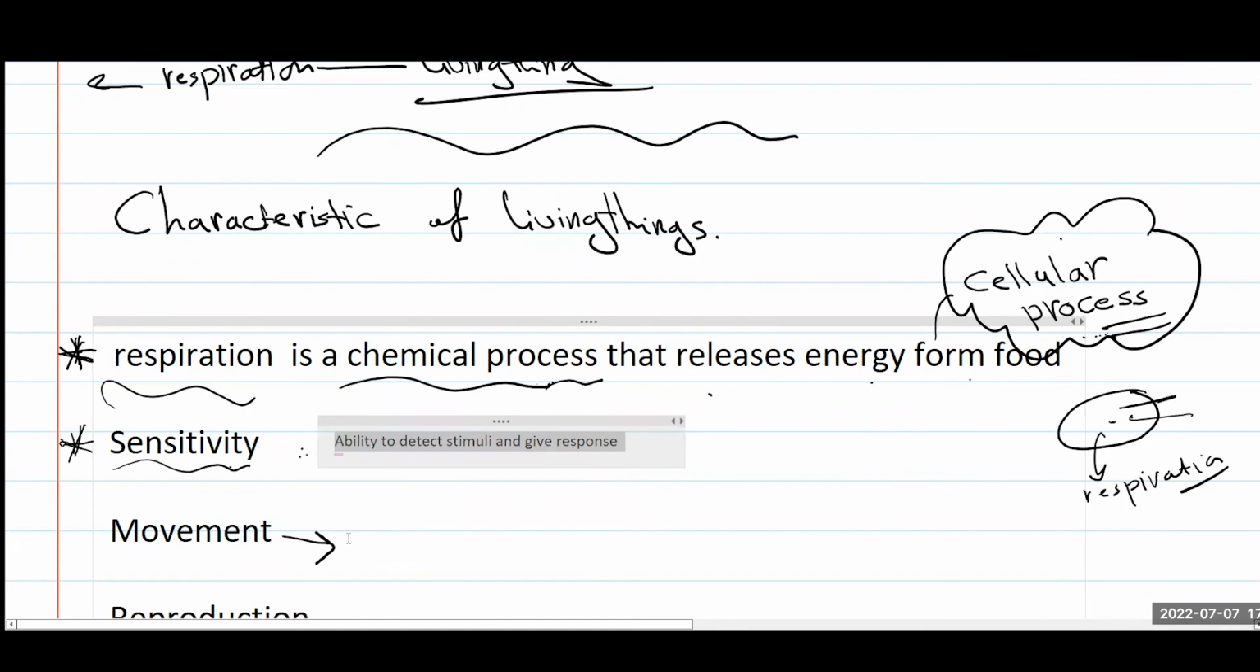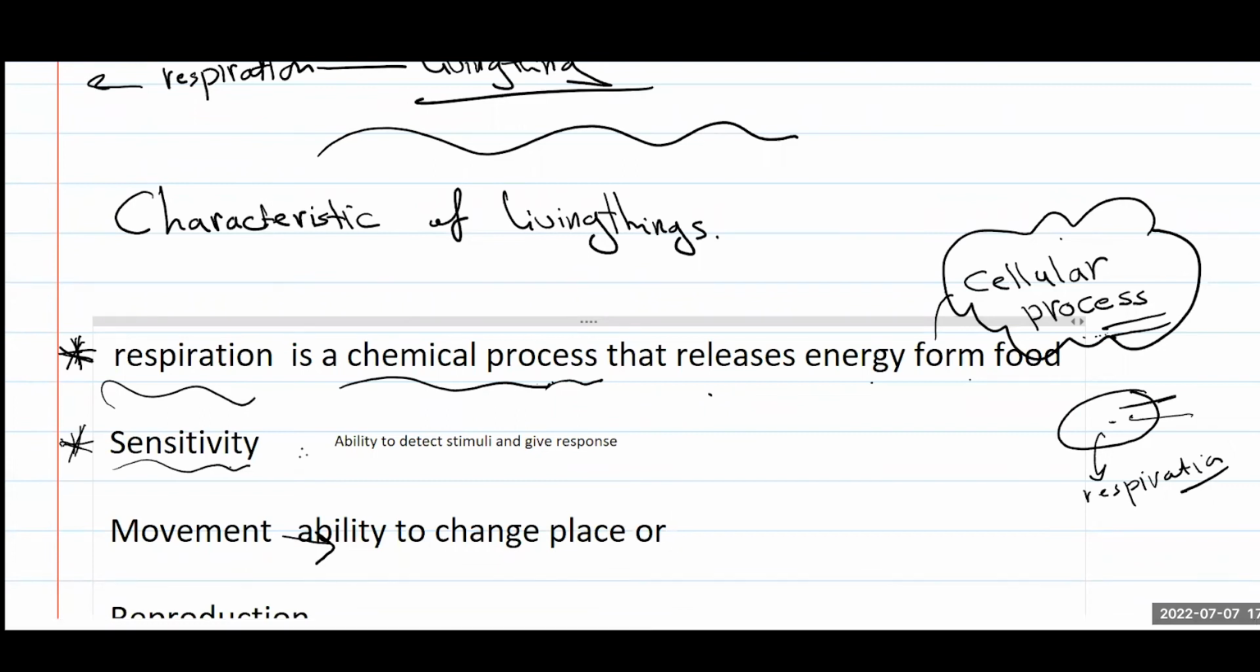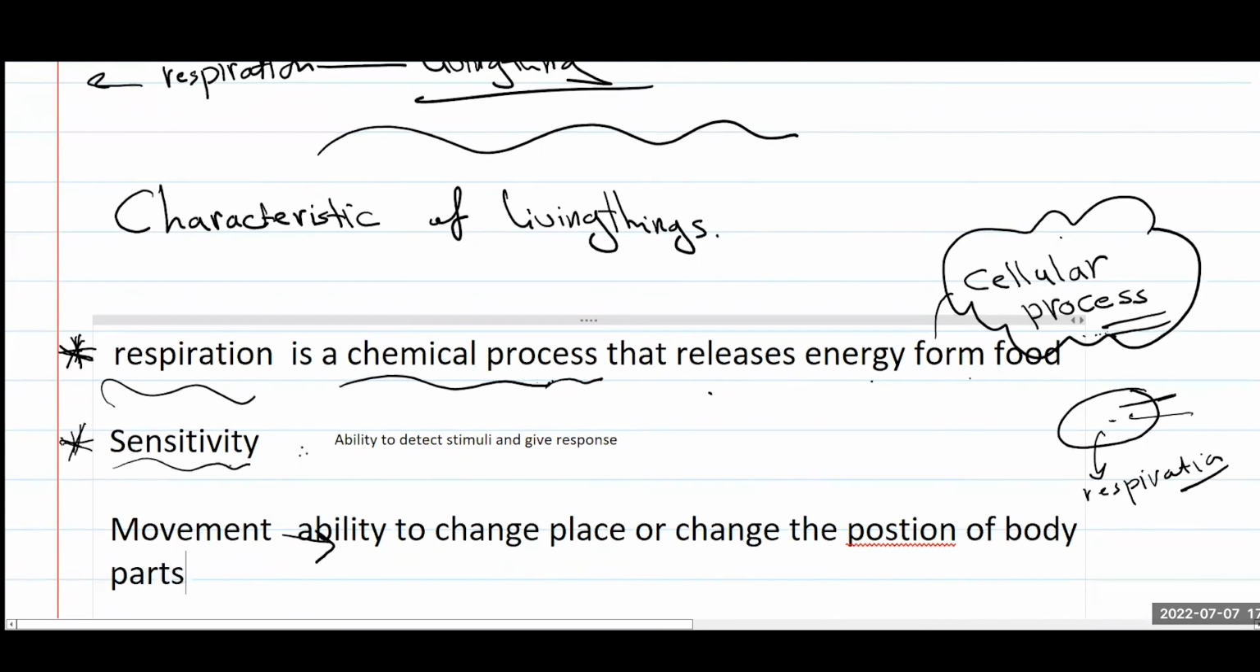Okay. What about movement? It's the ability to change place, or to change the position of body parts. Is it clear?